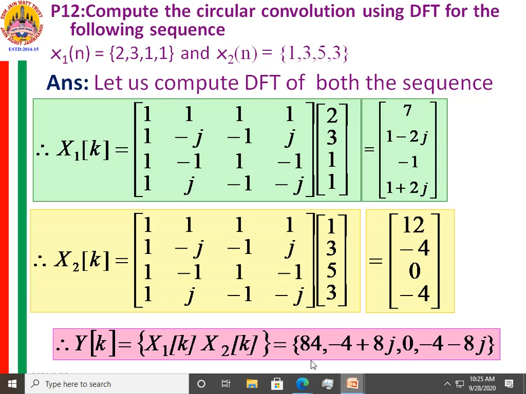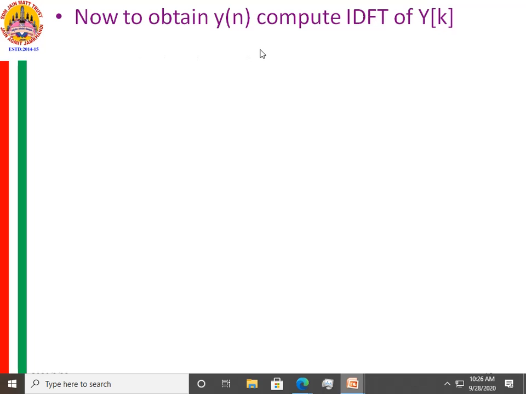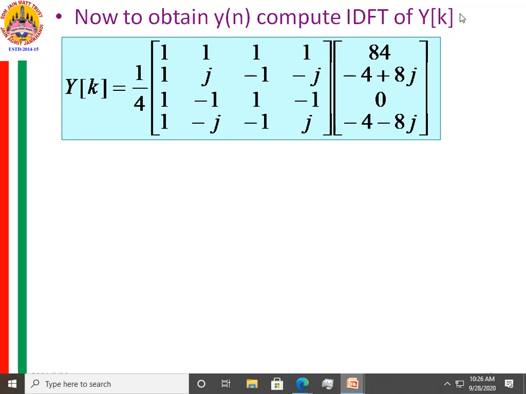minus 8j. Understand that to obtain this yk, we multiply the two sequences x1 of k and x2 of k pointwise. Once we obtain yk, we need to take the IDFT of this. Now to obtain yn from yk, the IDFT of yk is, this should be yn, not yk in this expression. I have written it wrongly. So yn is equal to 1 by 4.